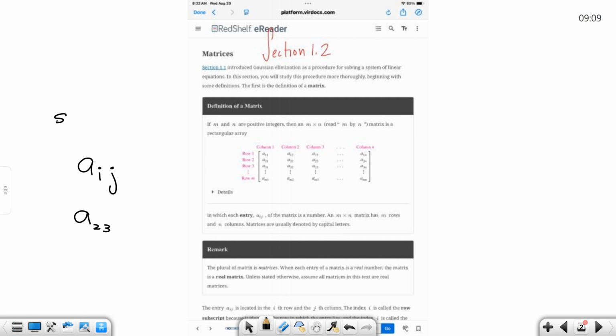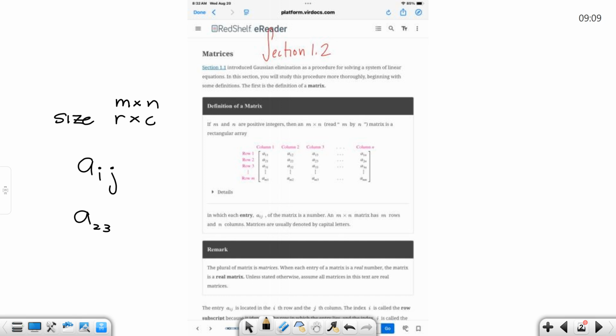And again, the size of the matrix is going to be row by column. They call that M by N. But I always just write it as row by column because that helps me. The plural of matrix is matrices.